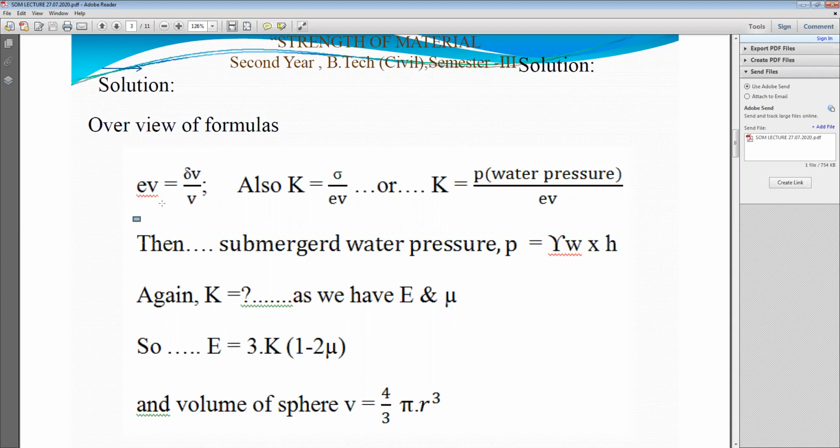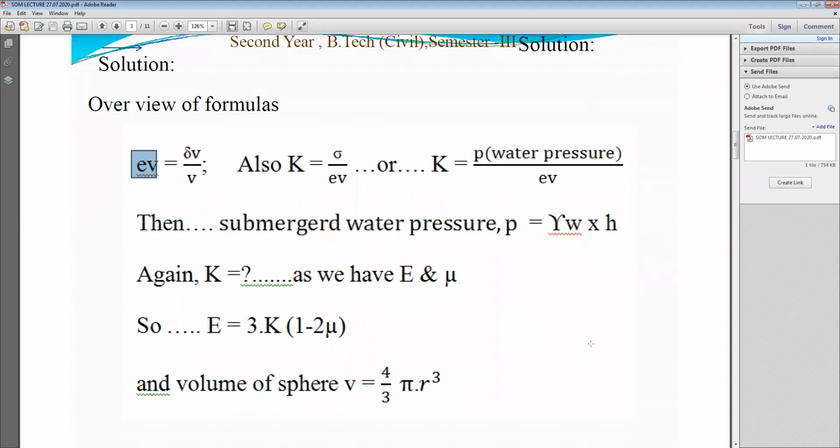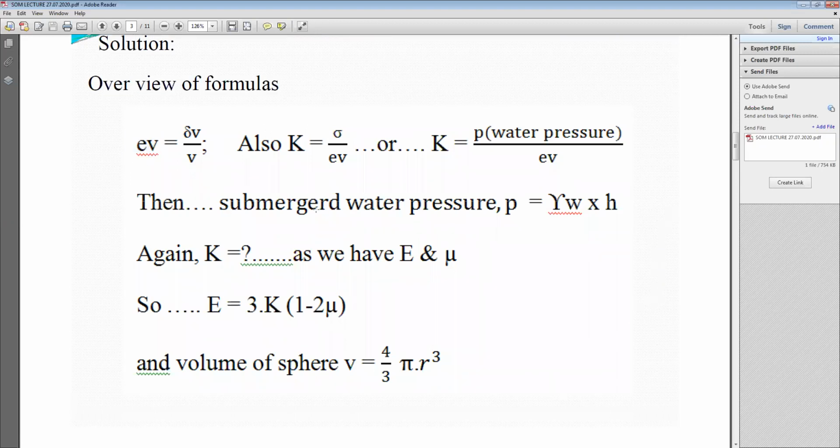as well as the volumetric strain, which is denoted as a small e and small v. So when we carry out the small ev, there is another formula we have to consider, which means the bulk modulus. What is meant by the bulk modulus? Let us see again that it is nothing but the ratio of the direct stress divided by the volumetric strain, known as the bulk modulus.